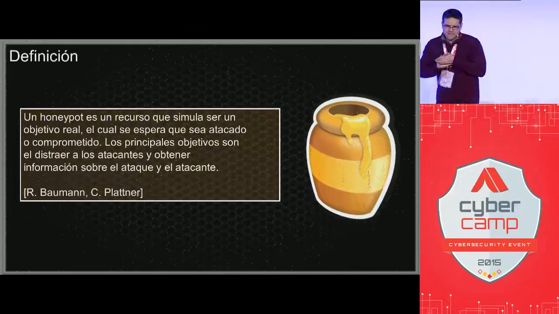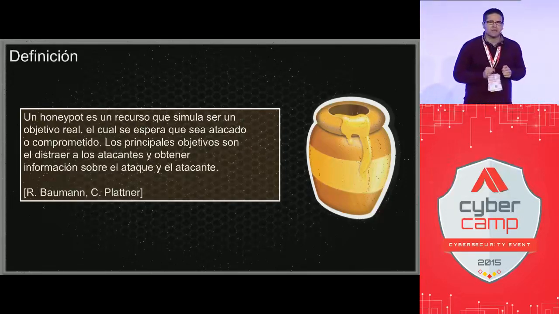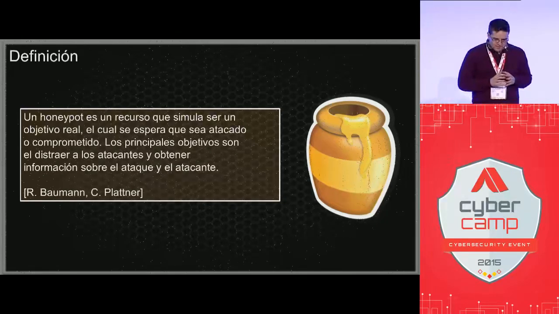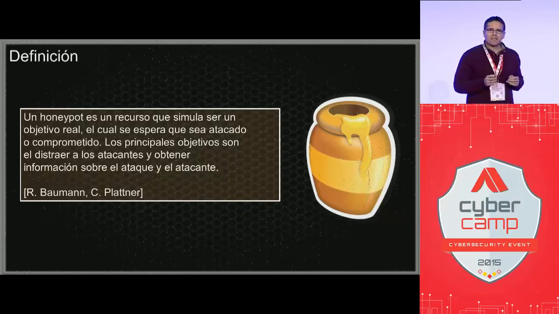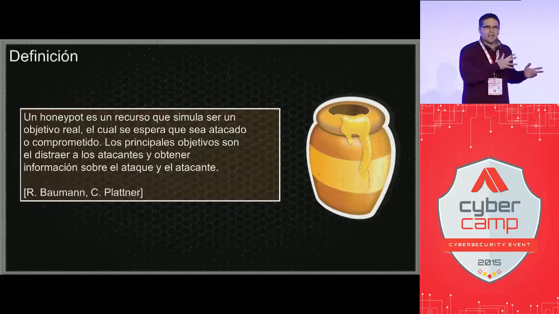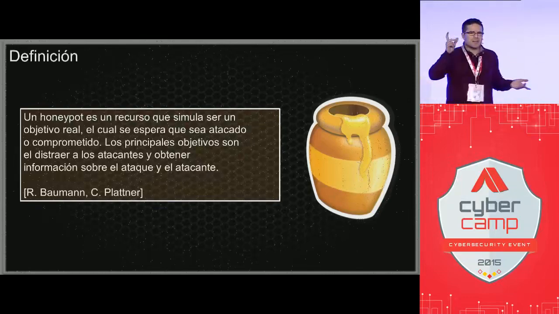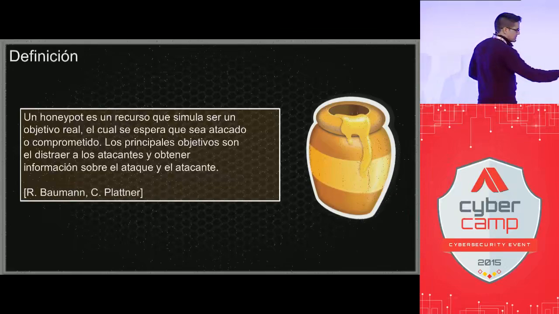So if you like, let us start with the definition of honeypot. I will read it out. A honeypot is a resource that simulates or pretends to be a real objective that is waiting to be attacked or compromised. The main objective is to distract attackers and to obtain information about the attack and the attacker. It could be a real machine, or, I don't know, a Raspberry Pi that we can buy on the internet.